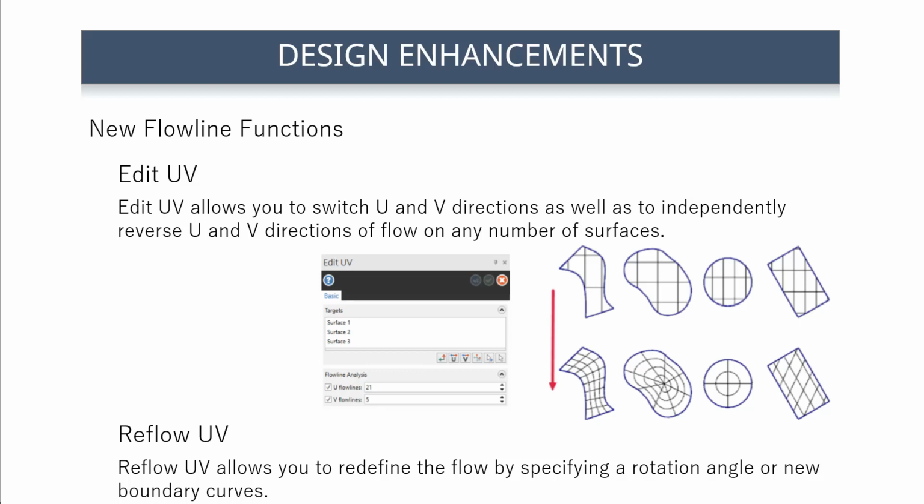Reflow UV allows you to redefine the flows by specifying a rotation angle or a new boundary curve. So as you see by the picture right above that, it shows 4 surfaces that came in that way, and we are able to reflow the surfaces by picking boundary chains or rotations on the bottom. So let's go ahead and take a look at this.